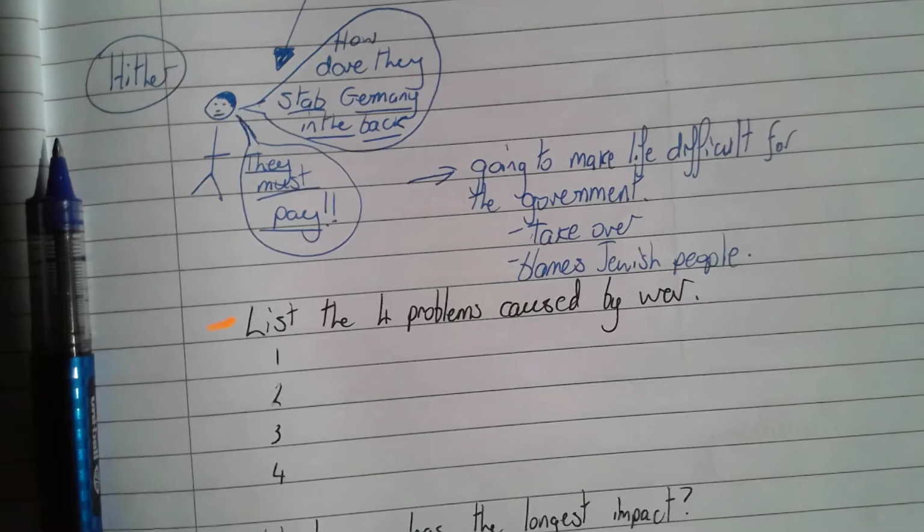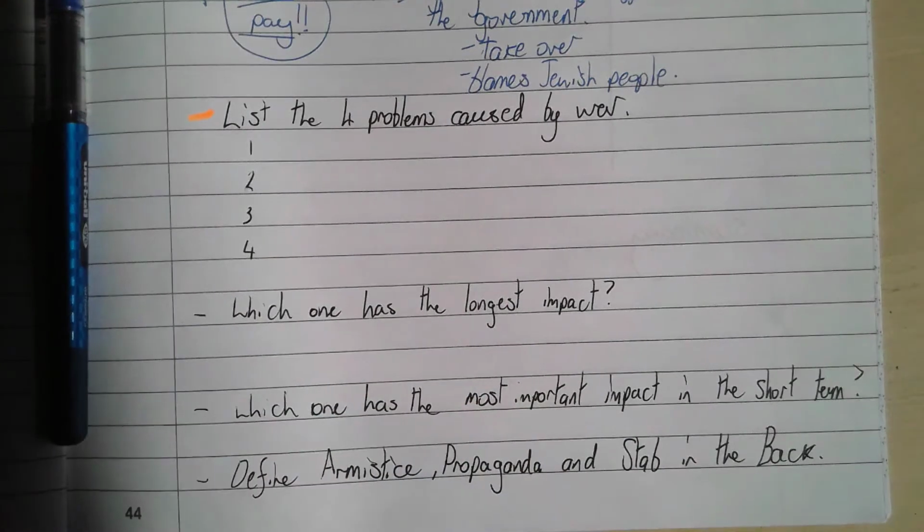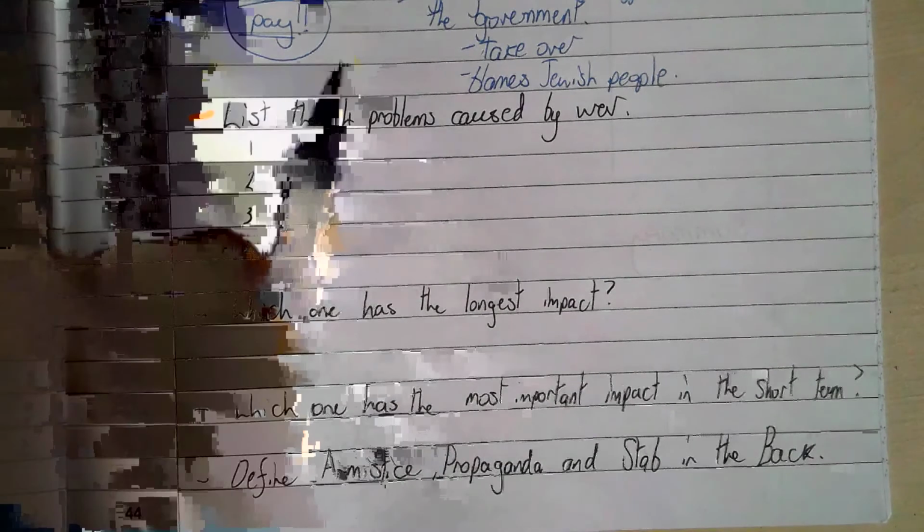Now, just so we don't forget anything, I would like you to list the 4 problems caused by war. Which one has the longest impact? Which one has the most important impact in the short term? And then I would like you to make sure that you know what the armistice, propaganda and stab in the back myth are by defining them quickly. Try to do it in about 30 words or less. You can even draw a picture for them as well. Look at me, art, cross-curricular there. Boom, smashed it. Pause it, give yourself a chance. That should probably take you about 6.5 minutes.